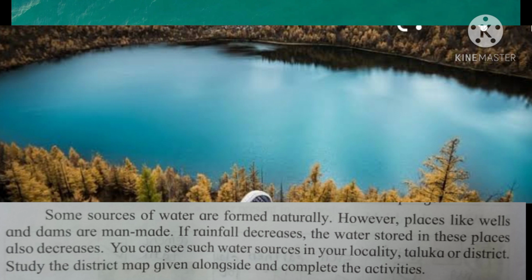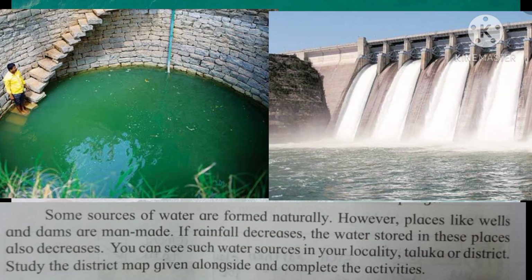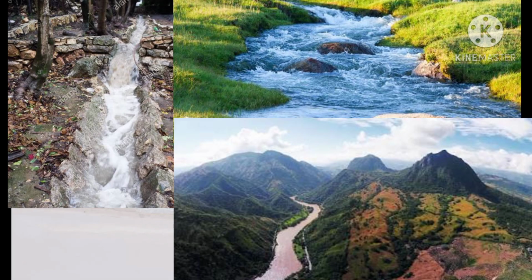Some sources of water are formed naturally. However, places like wells and dams are man-made. If rainfall decreases, the water stored in these places also decreases. You can see such water resources in your locality, taluka or district. Now let's see how a river is formed and how it flows.